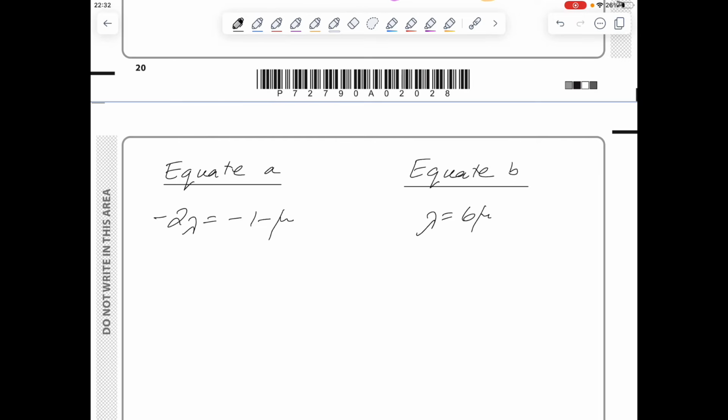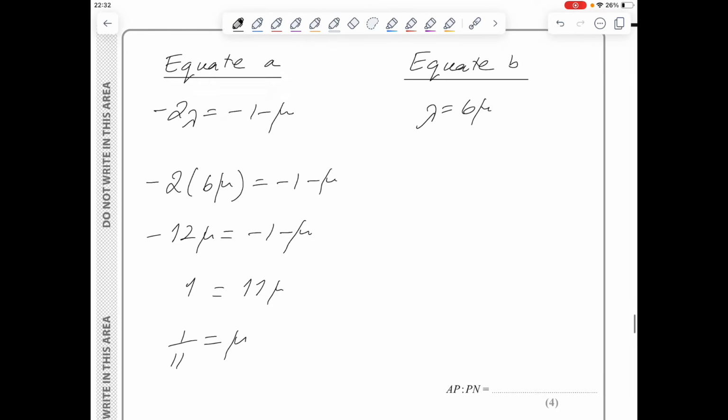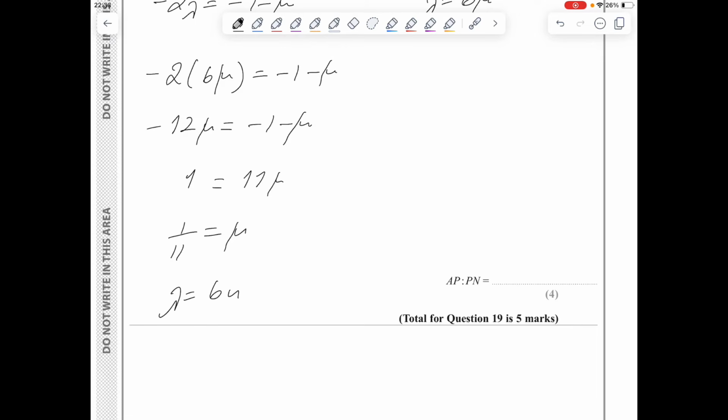And now I will solve those two equations simultaneously. I will use substitution. I will substitute this lambda with 6 mu. So minus 2 bracket 6 mu equals minus 1 minus mu. Let's solve this. Minus 12 mu equals minus 1 minus mu. Let's rearrange, bring the minus 1 to the left, take the 12 to the right, so 11 mu. Therefore, 1 over 11 is equal to mu. Let's find lambda as well. I know that lambda equals 6 mu, therefore 6 over 11.